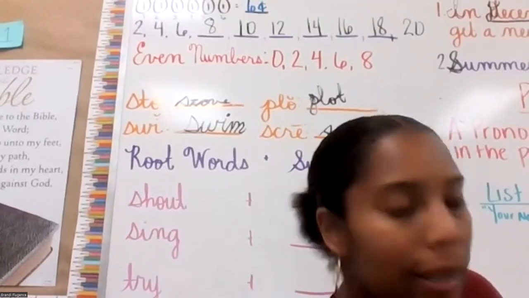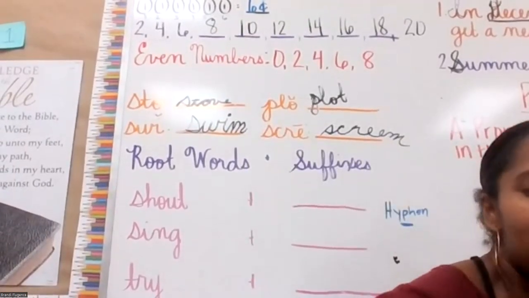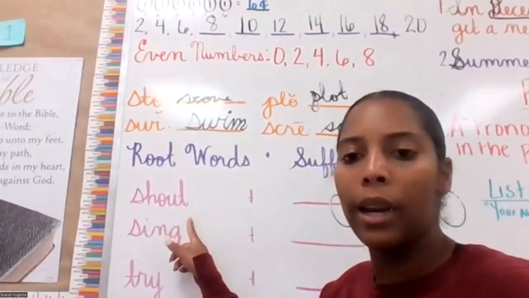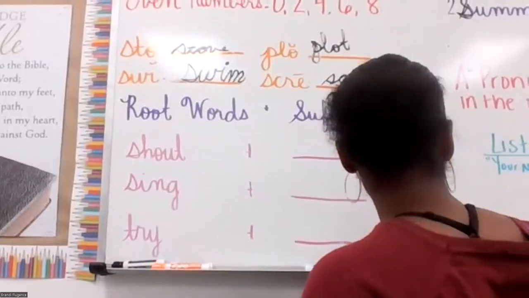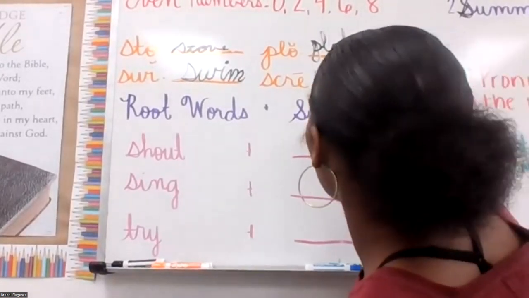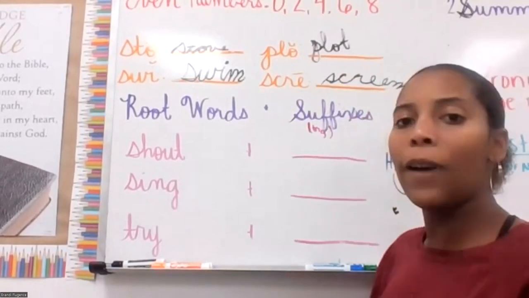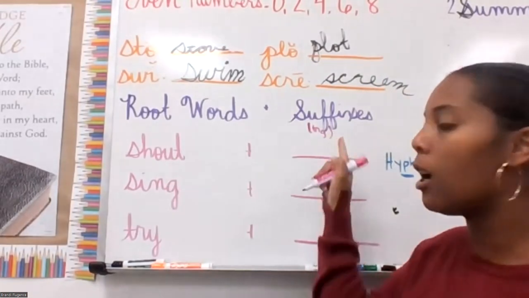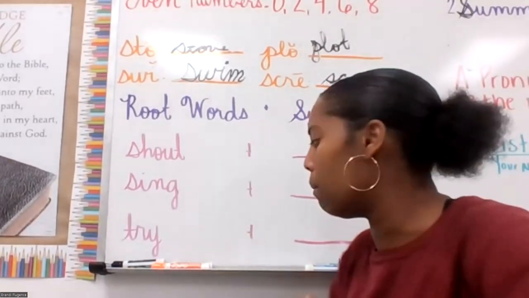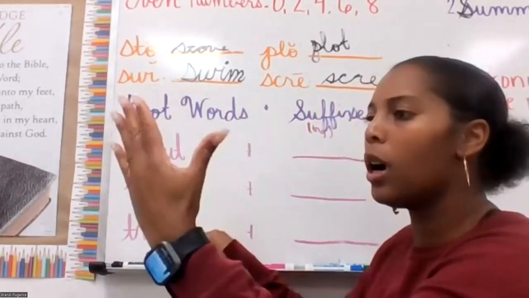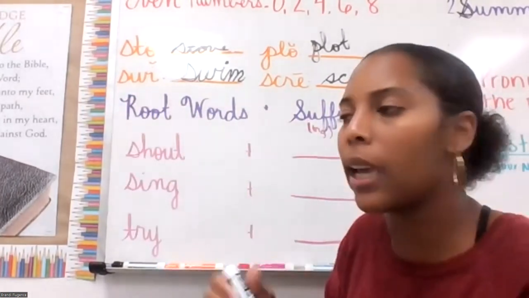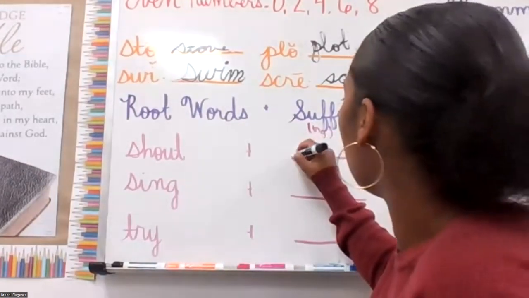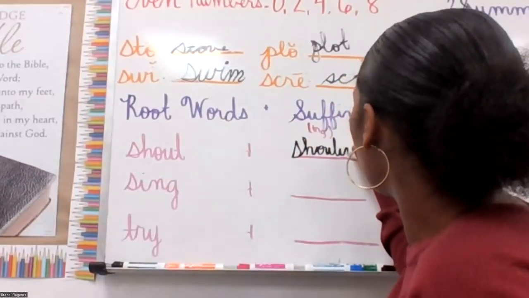All right, so let's go ahead and practice adding a suffix to some of these words. All right, so look at my root word here. I have shout. And my suffix I'm adding is ing. So if I have the root word shout, and I want to add the suffix ing, who can tell me what word it will become? So I have shout, root word, plus ing, suffix. Asa, what word does it become? Shouting. Good.